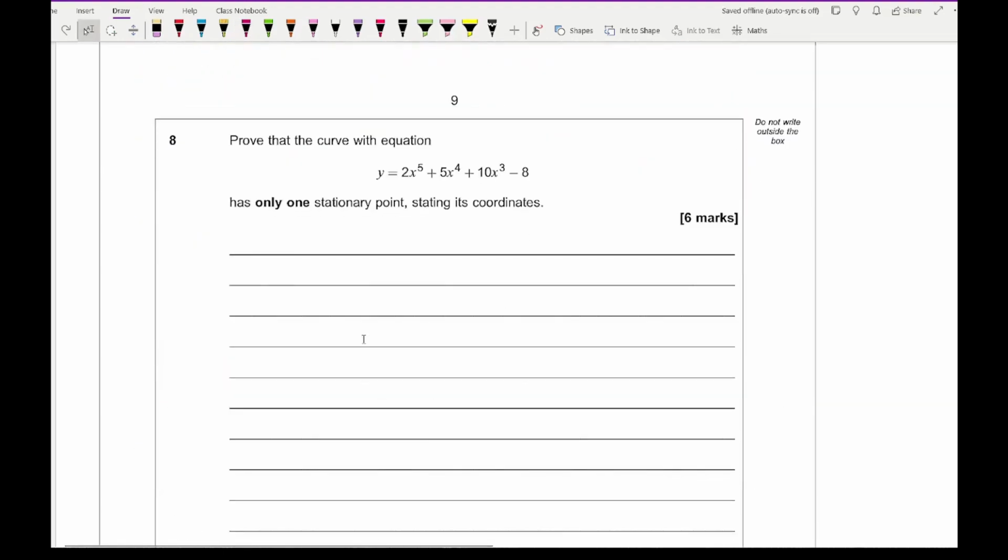Then moving on to question 8, it says prove that the curve with the equation y equals 2x to the power of 5 plus 5x to the power of 4 plus 3x cubed minus 8 has one stationary point, stating its coordinate. So for this, what we need to do is, first of all, just double check to make sure that the equation can't be simplified any further. So it's already written in terms of indices. So we can go straight into working out what dy over dx is going to be.